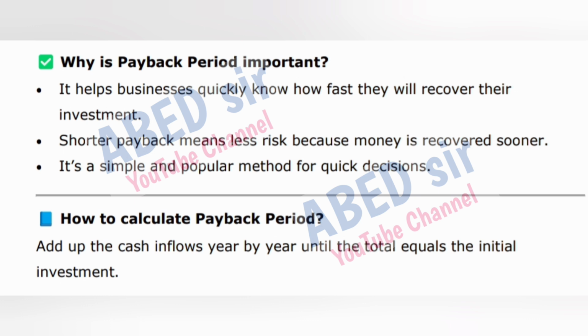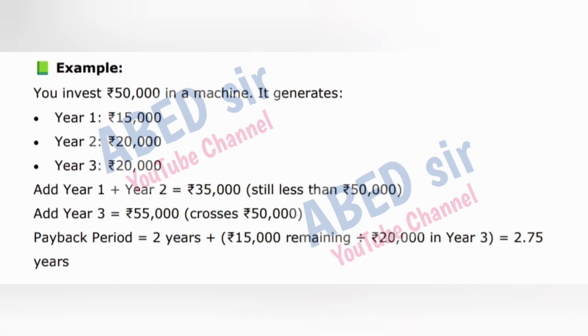How to calculate payback period? Add up the cash inflows year by year until the total equals the initial investment. Example: you invest 50,000 rupees in a machine. It generates Year 1, 15,000 rupees. Year 2, 20,000 rupees. Year 3, 20,000 rupees.